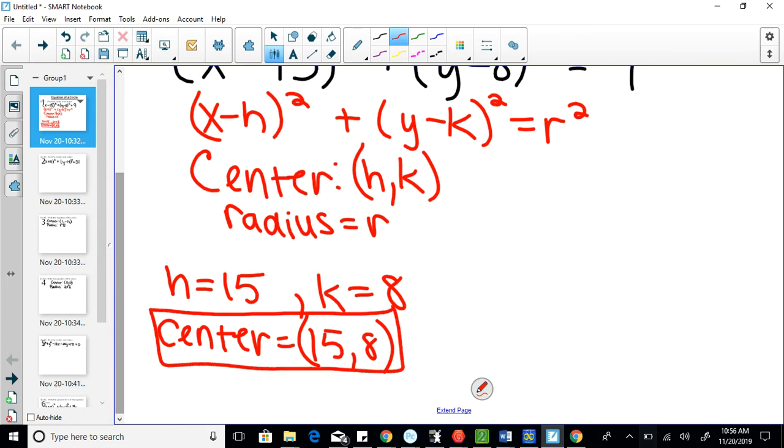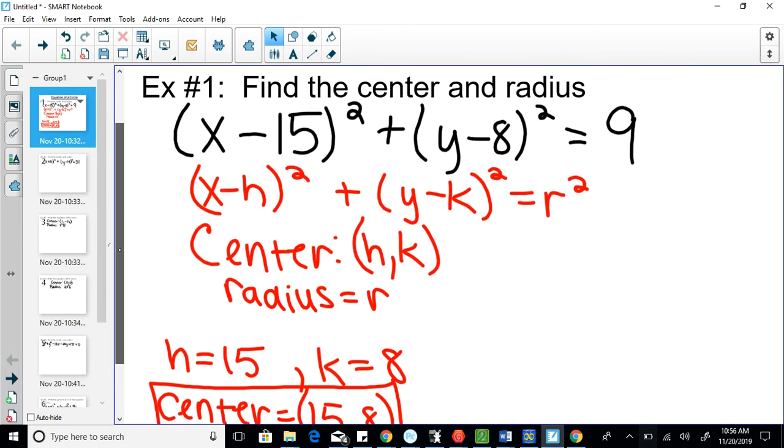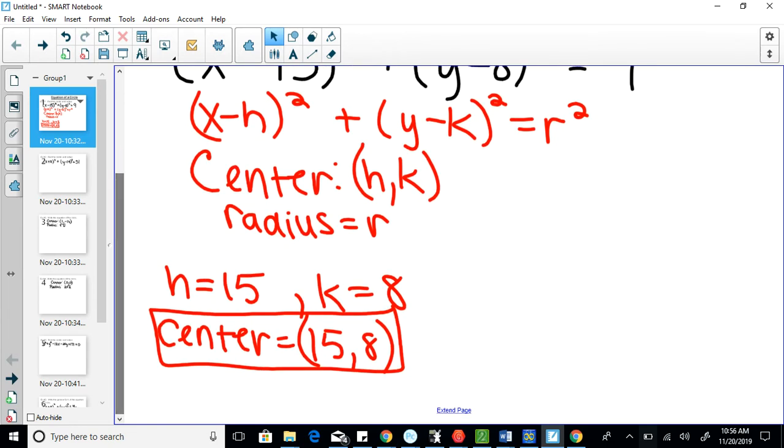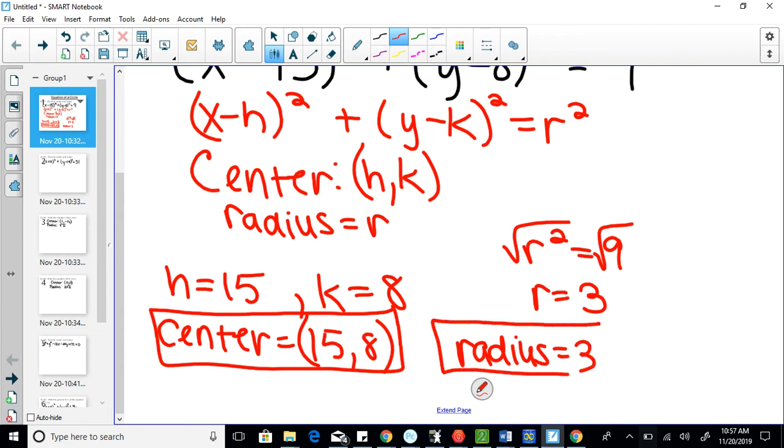Now the radius is easy because it's always equal to r squared at the very end. For our problem we have equals 9. That is what I use to find my radius. So r squared equals 9. Of course we have to get r by itself, so we square root both sides. The square root of 9 is 3. So my radius equals 3. And that's it.